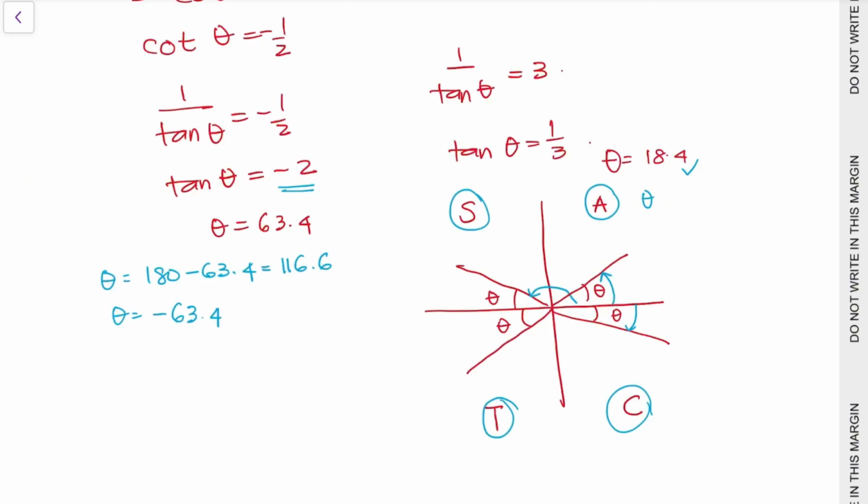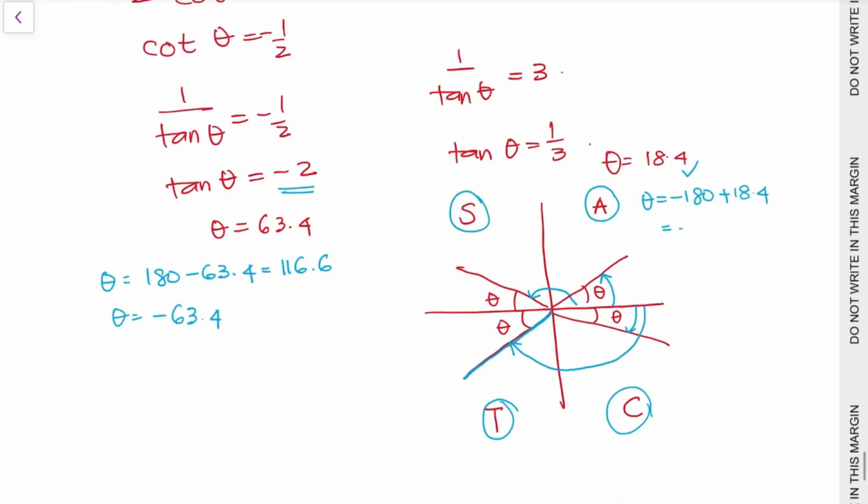The next theta is going to be, see, I cannot go again from 0 up until this angle because it's going to be out of the range. What I can do is, I can go from the other side, from negative theta up until this point, right? This is our line. I can write negative 180 plus 18.4. Then you should get negative 161.6.